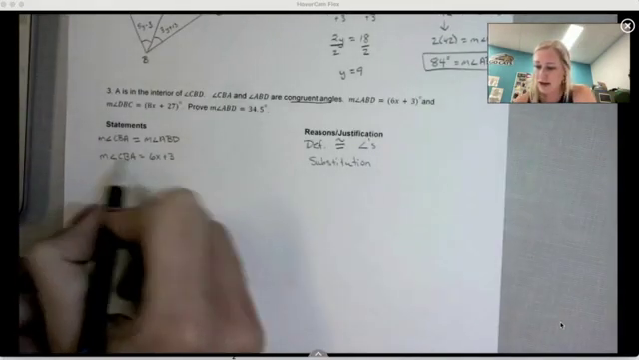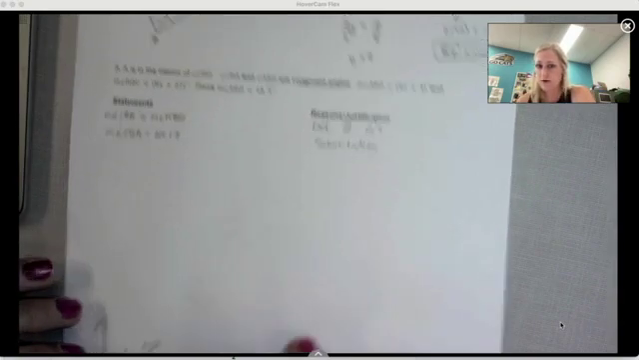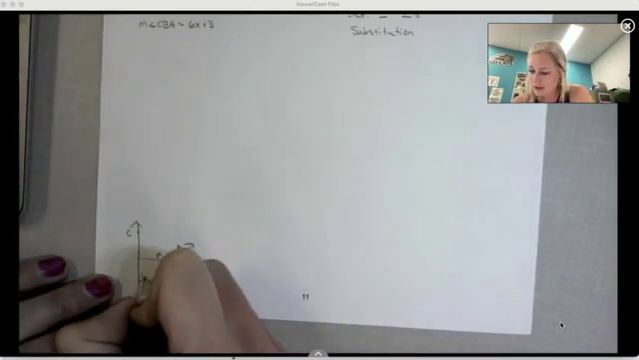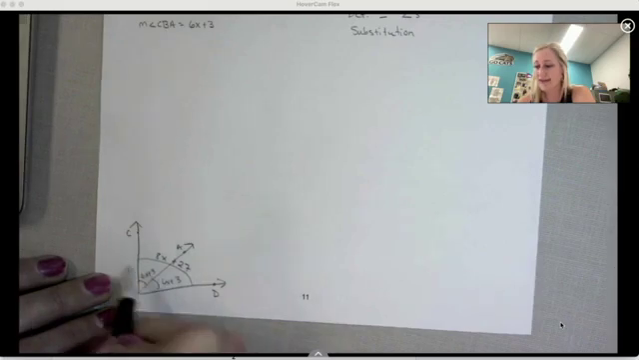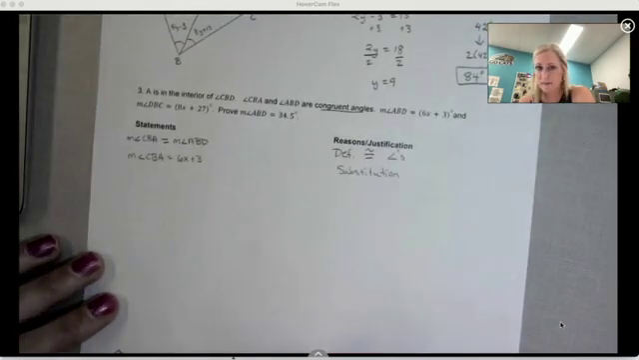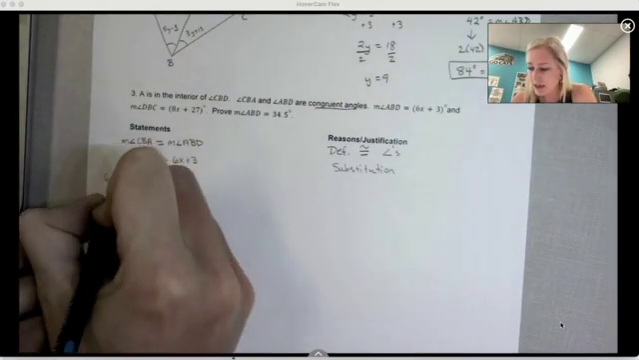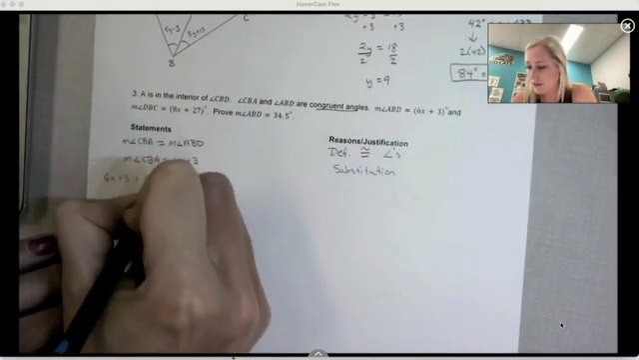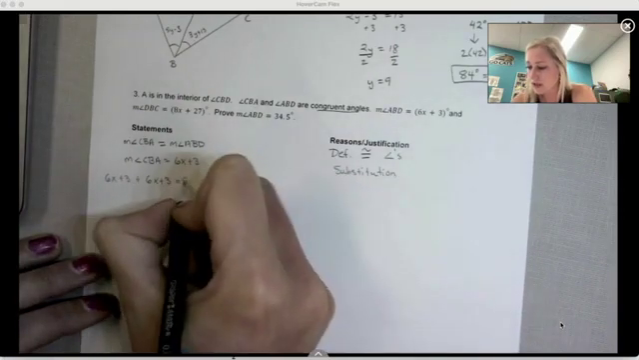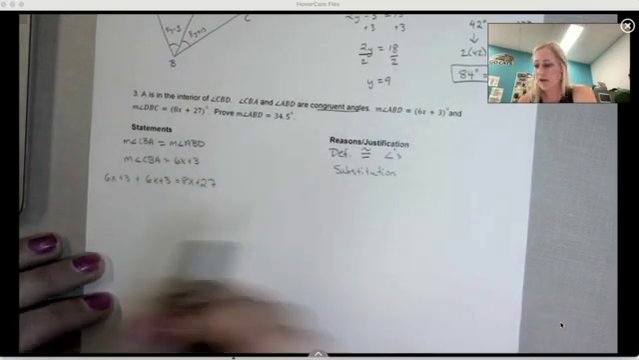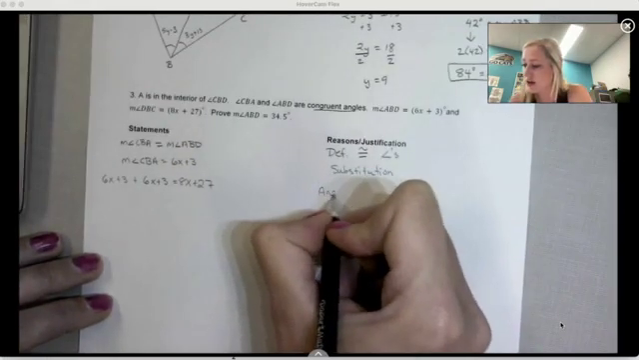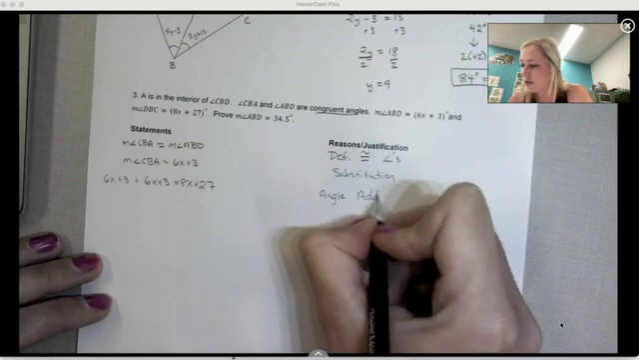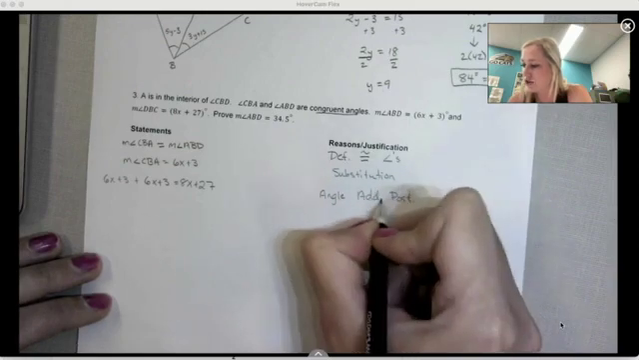Okay, so now we know, back to my picture here, this is also then 6x plus 3. That's what we've stated so far. So now I have two small parts and the whole angle. So we know that two small pieces have to add up to be the whole thing. So I'm going to set that up as an equation. 6x plus 3 plus another 6x plus 3 equals the whole thing, which was given to us as 8x plus 27. Whenever we add the two small parts to equal the whole, that is an addition postulate. For us, we're adding angles, so it is the angle addition postulate.